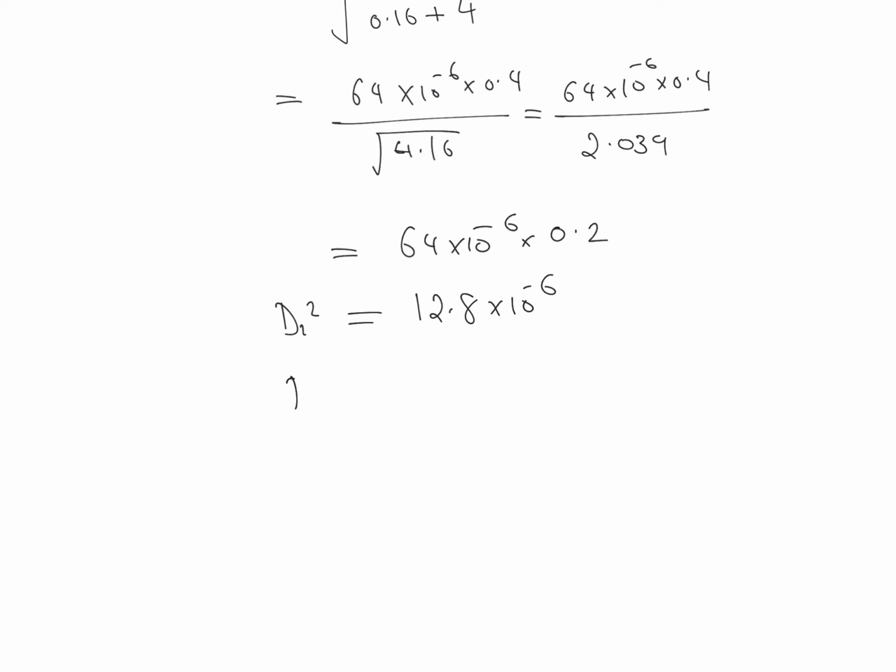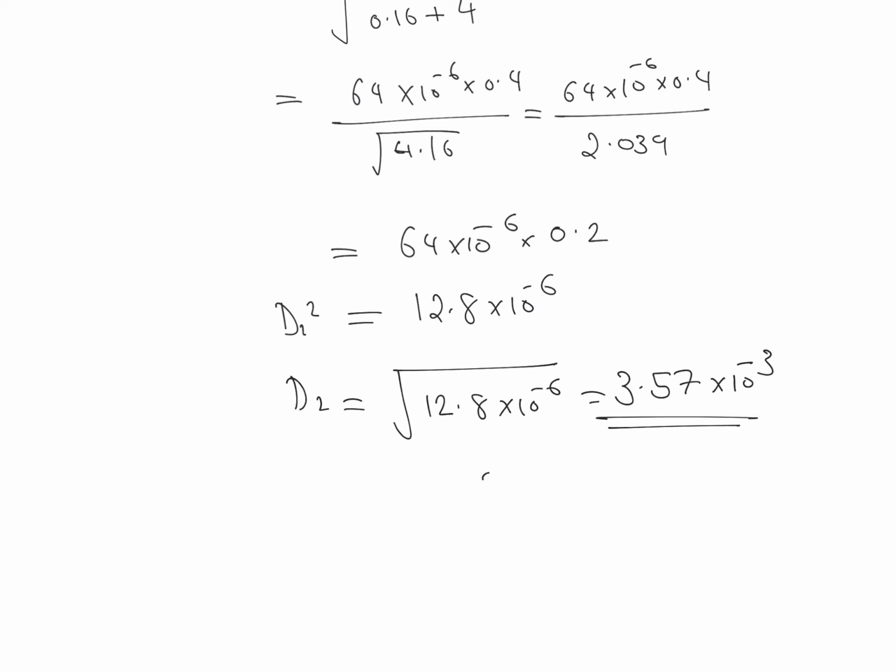So the value of d2 can be written as under root of 12.8 into 10 raised to minus 6. The root of 12.8 will get us around 3.57, and root of 10 raised to minus 6 we can take as 10 raised to minus 3. So approximately it is near to 3.6 into 10 raised to minus 3.